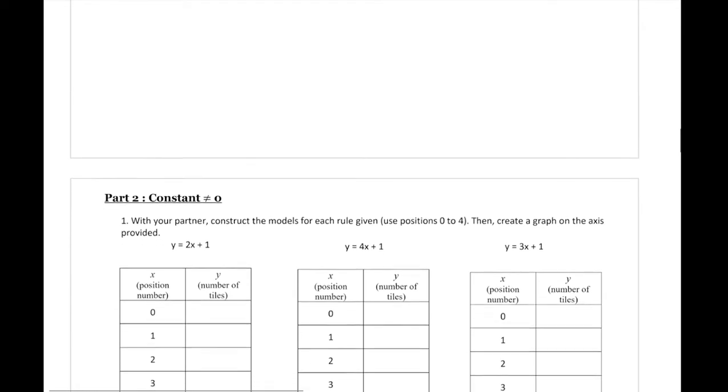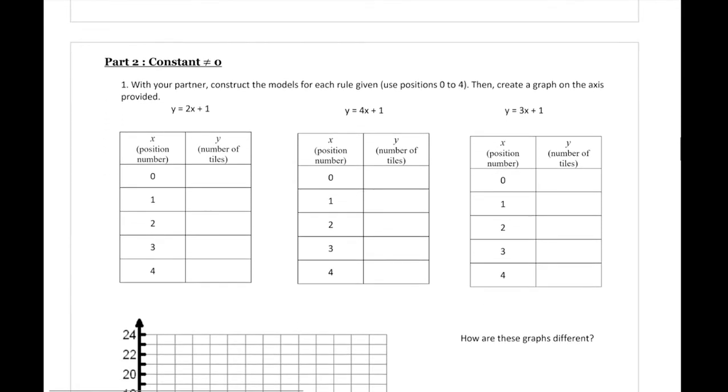So part 2 of the investigation, now we are going to be looking at rules or patterns that have a constant that does not equal 0. So here we're given the rules, so we're going to go through with the rules that are given and create our tables and then graph them. And we're going to answer some questions or look to see how they're different.